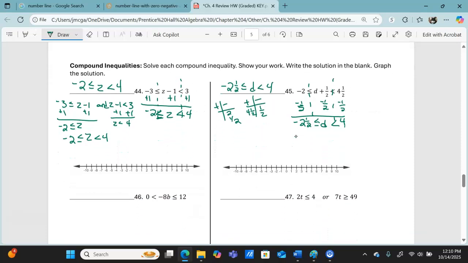And I have to graph these. So darkened dot at -2.5, open circle at 4.